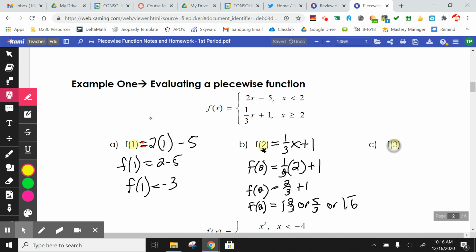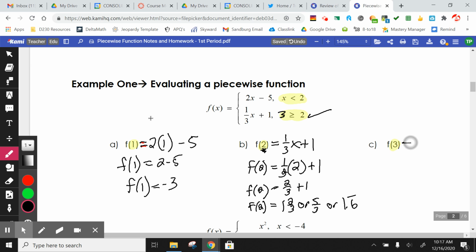Good. So we said the x value of 3 is what we're working with. If we look at this interval here, 3 is not less than 2, but 3 is greater than or equal to 2. So that's why he chose the second function. If I plug a 3 right here, this is greater than or equal to 2. So then you plug that in. So 1/3, and then our x is a 3, and then plus 1.